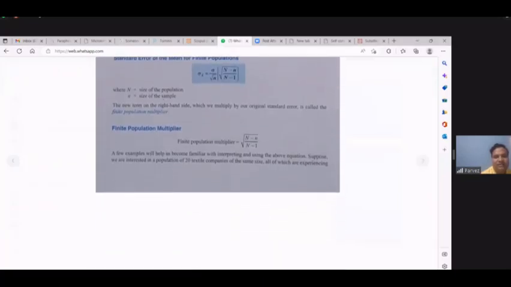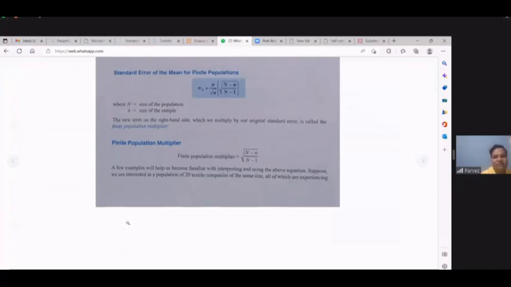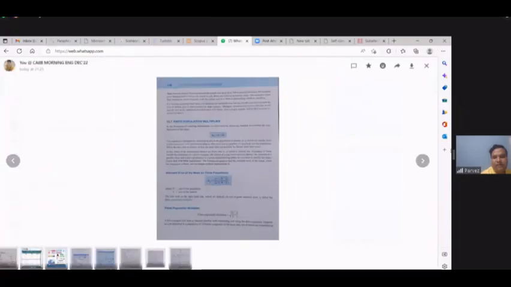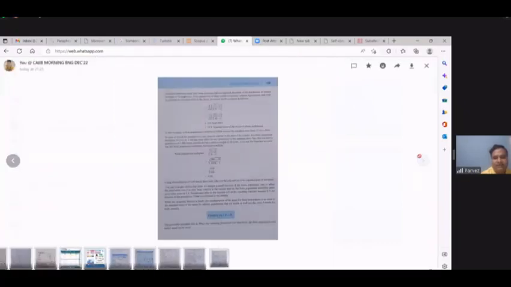That is the reason I keep on telling you. You can see here, a few examples will help us become familiar. Suppose we are interested in a population of 20 textile companies. Take a screenshot right now if you have not got the question. This is half the question, another half is on the next page.